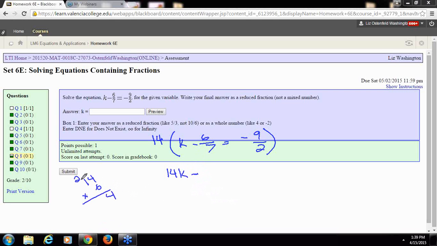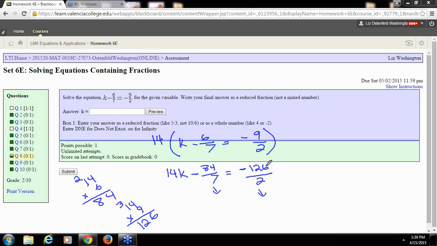So I'll do that over here. 6 times 14 is 84, so it's 84 over 7 equals, it's going to be a minus sign, and 9 times 14, I'll do that over here as well, is 126. So a negative 126 over 2. Now again, I should be able to simplify these, and they should give me whole numbers because that is the point of what we're doing.